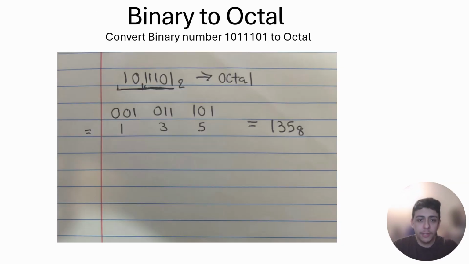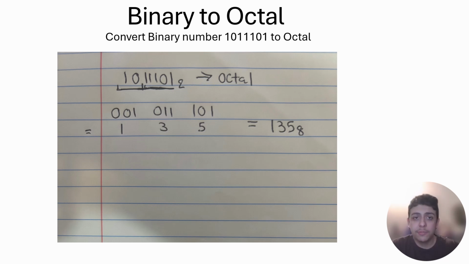Okay, now we're converting binary to octal. To convert from binary to octal, we take advantage of the fact that octal is base 8, which is 2 to the power of 3. That means every group of 3 binary digits corresponds to 1 octal digit. So instead of converting the entire number directly, we can just group the binary number into sets of 3, starting from the right.